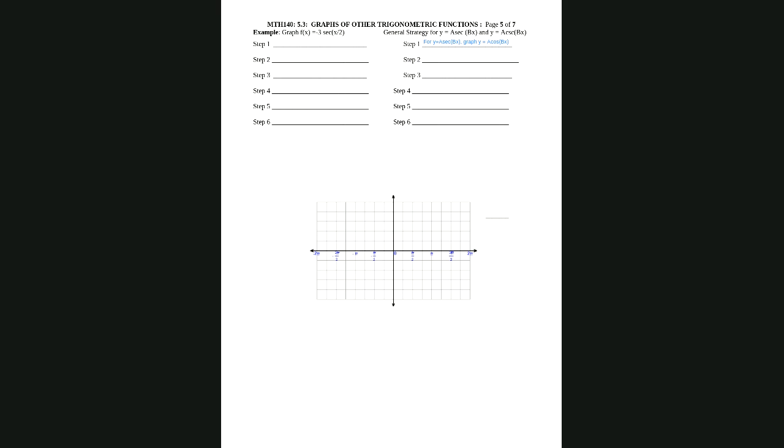So let's start by graphing y equals -3 times the cosine of x over 2. For this graph, we know that the amplitude is equal to the absolute value of a, so the absolute value of -3, which is just 3. And we know that the period is equal to 2 pi divided by b. In this case, b is a half. So we will end up with 4 pi.